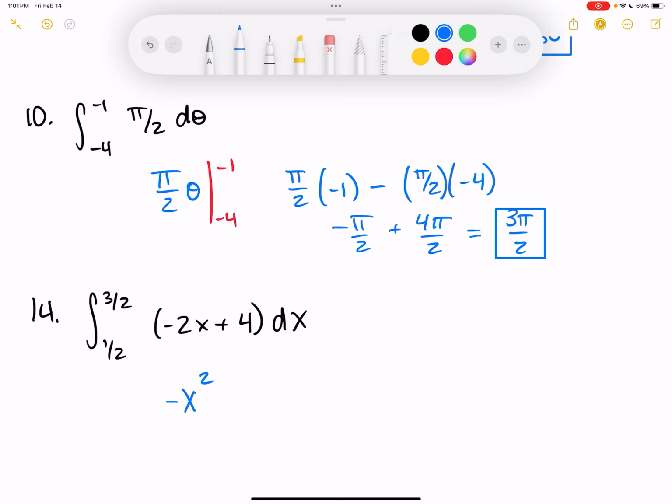Even if that was negative 2x squared, we would start with x cubed, and then it would be negative 2/3 x cubed, because we're basically dividing whatever's in front by the number up here. So then the plus 4 would just be plus 4x, because I had essentially x to the 0. To give it x to the 1, it has to be this.